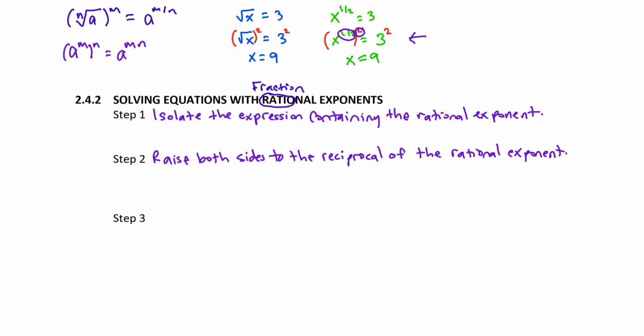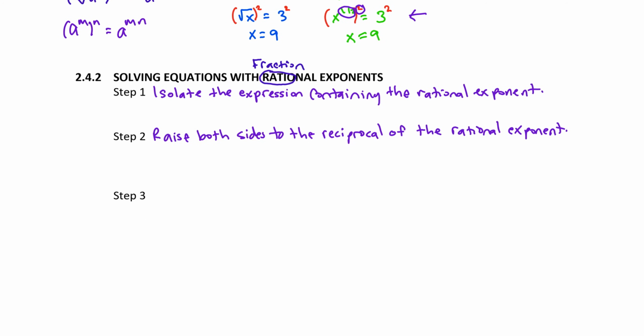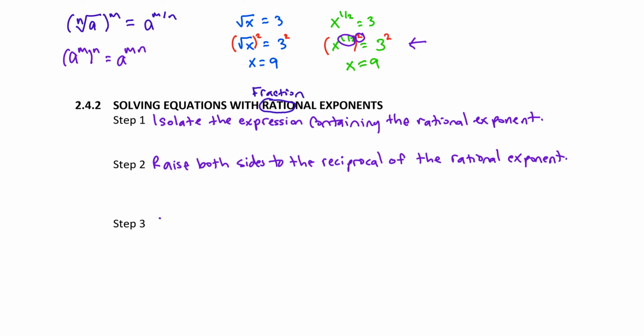Once we raise both sides to the reciprocal of the rational exponent, then we may have to solve the resulting equation. It may be linear, it may be quadratic, it may already be solved, but at that point we will solve. Now, we do need to add a step 4. Can you guess what I'm going to write for step 4? What's always our last step? Check. We're going to check by substitution with our calculator. So this process is very similar to solving a radical equation. We're just dealing with different notation, and maybe it's a more general approach.